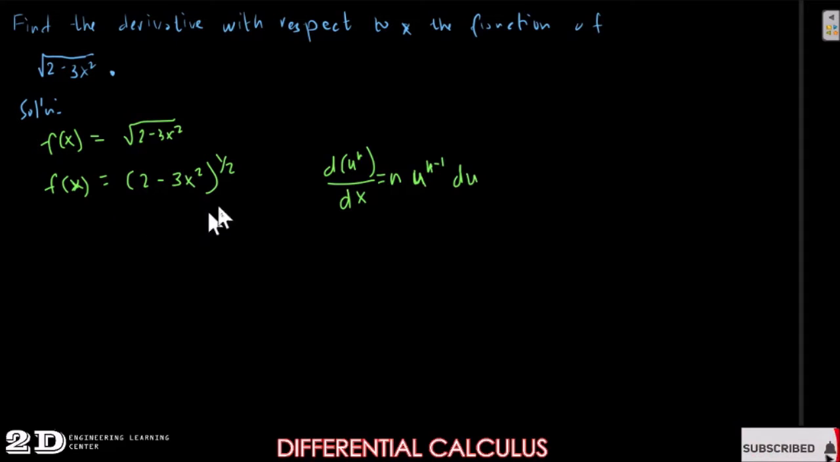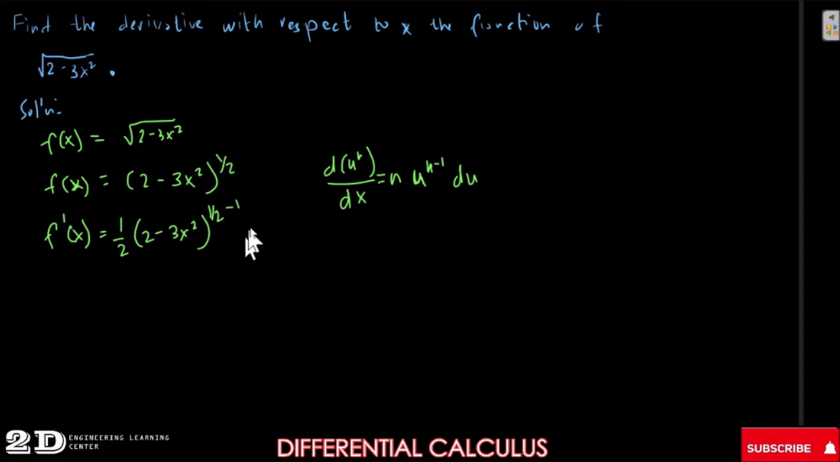Okay, so our function is this one. If we are going to follow the formula, we now have our f prime of x. Our n is this one, 1/2. Then we will copy our u, which is this one: 2 minus 3x squared raised to the power of 1/2, that is our n, minus 1. And now the derivative of our u, the derivative of this one is 0 minus this one is 6x.